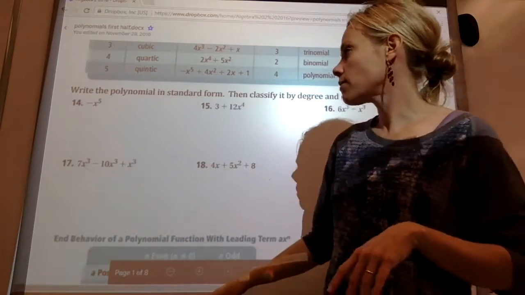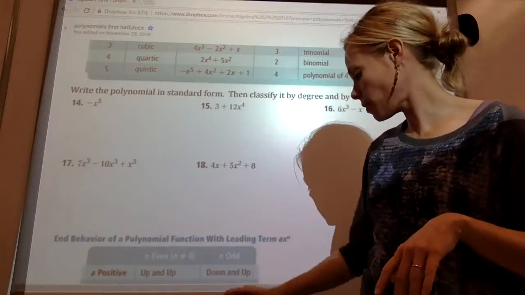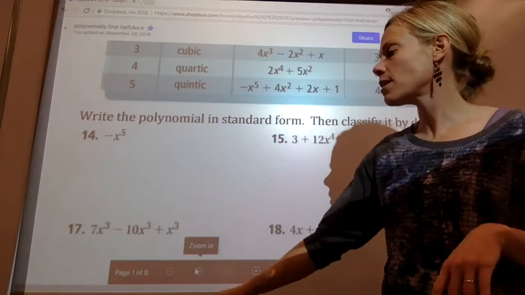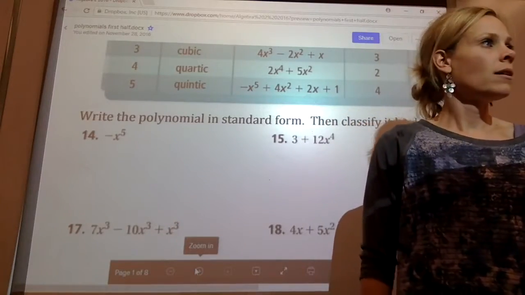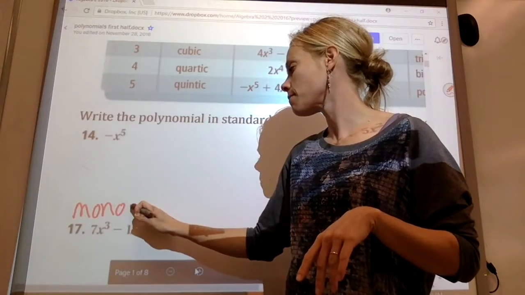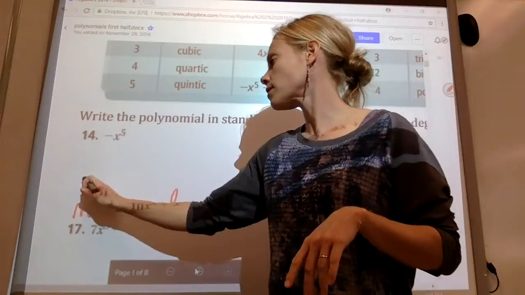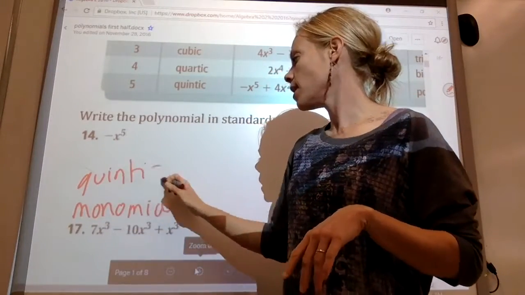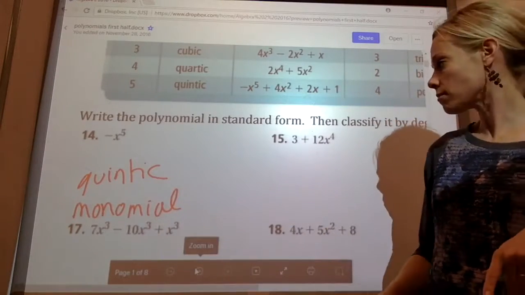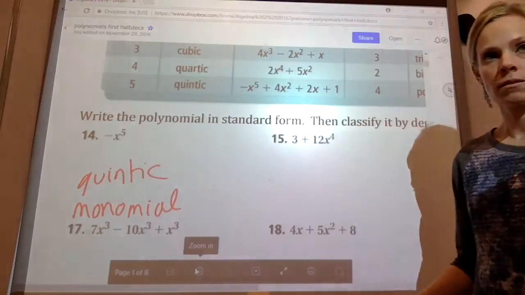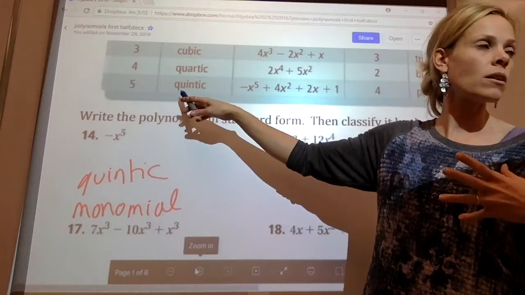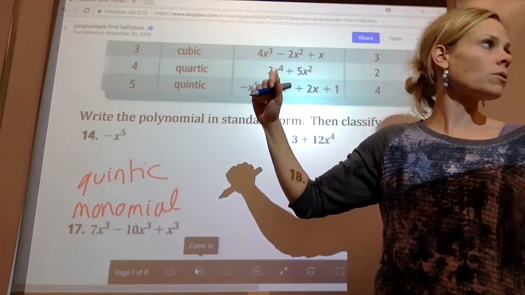So this is negative x to the 5th. So what would that be? It's in standard form because there's only one term. So what would be the name of that? Monomial. No, that's the number of terms. Monomial is the number of terms. What's the name? It would be a quintic, right? The name would be a quintic. The number of terms would be a monomial. Name is this, right? Name is like cubic, quartic, quadratic. Number of terms is monomial, trinomial.